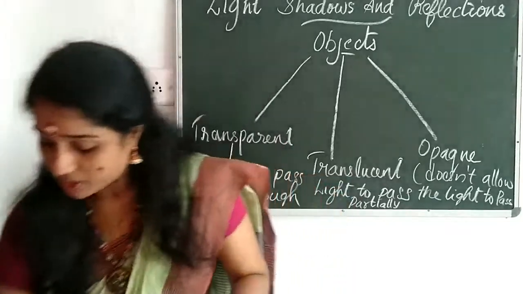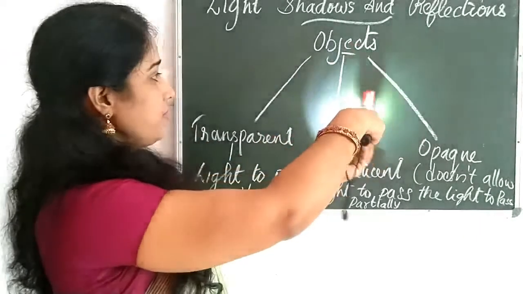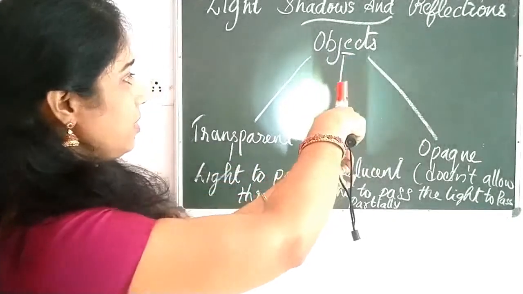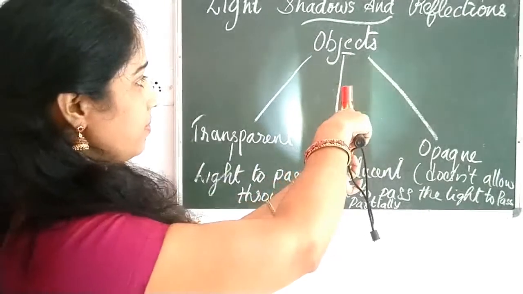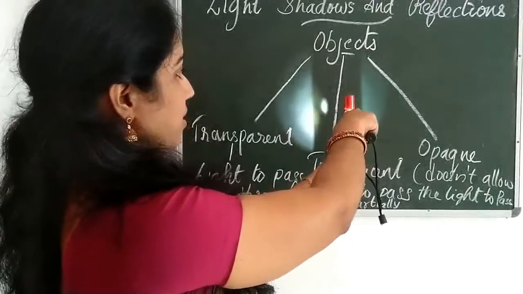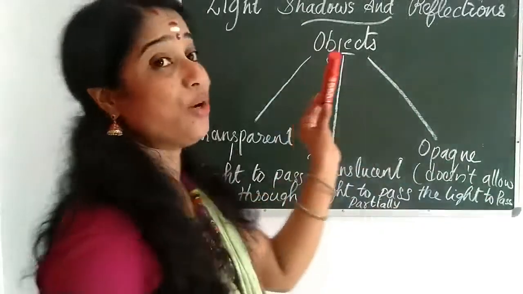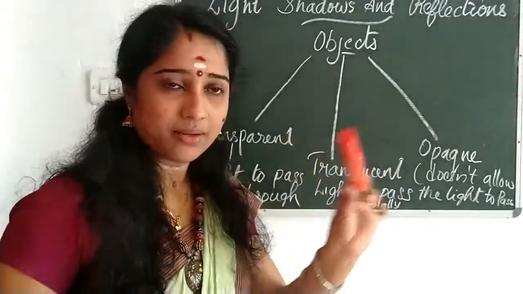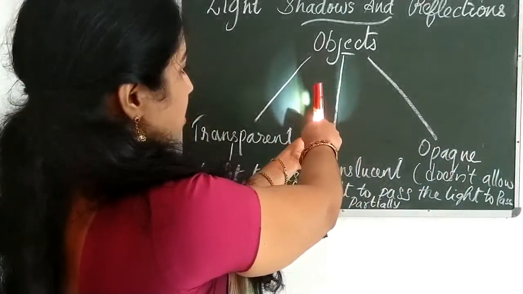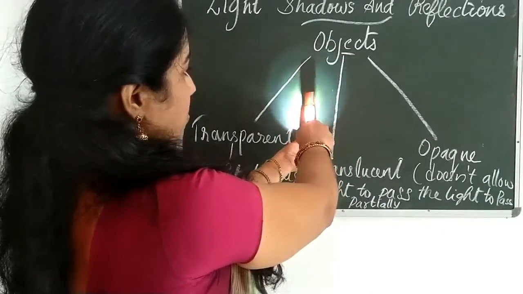So just observe another example I will show you. When light passes to this object, what can you see there? What can you see on the board? Yes, it is the shadow of this object. Am I right? Just observe once again. What is formed? Yes, the shadow of the object is formed.